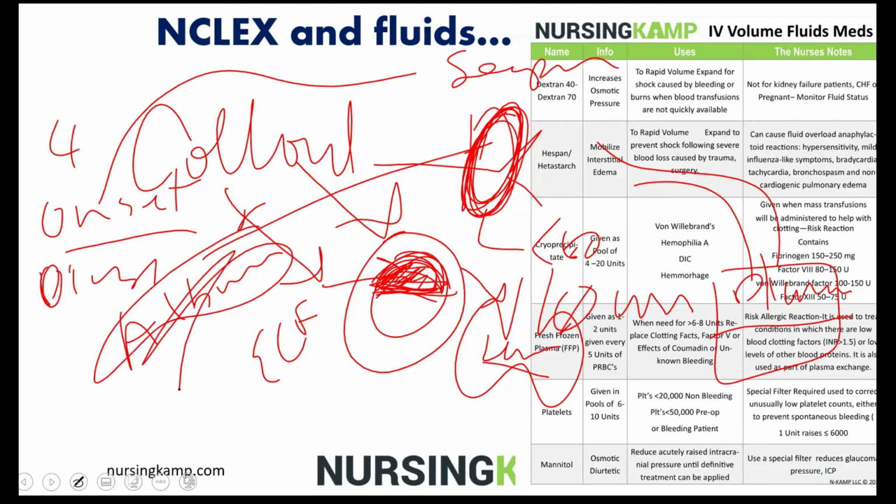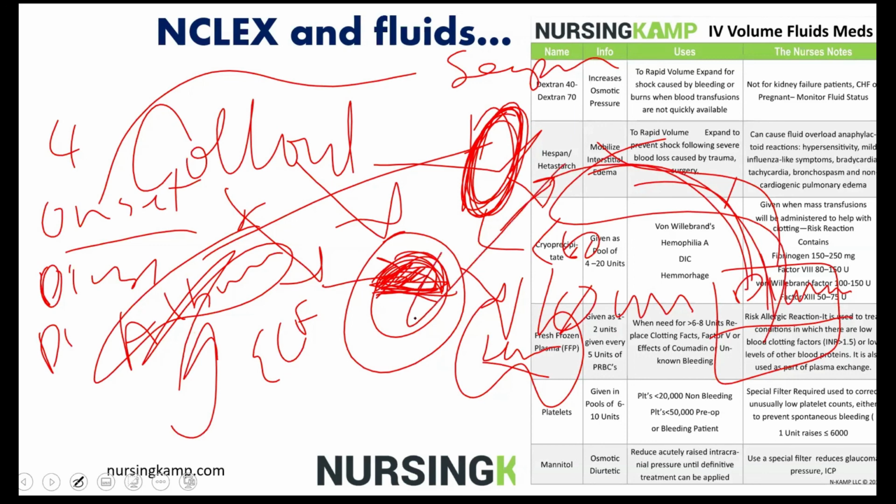But I wouldn't worry too much about Hespan or Hetastarch because it's more like a sponge, but it doesn't cause as much fluid shift. It still does, but not as much as albumin. All right, so then if I start to see this person go into diuresis, I'm like, all right, let's give him some albumin, and then let's start to pull this fluid back into the vascular space. All right, so that's a colloid.